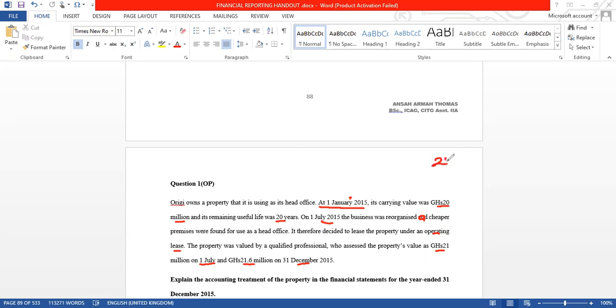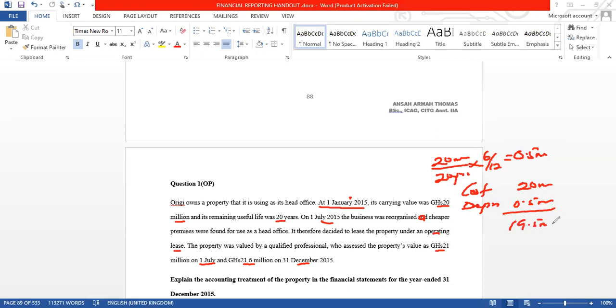We all know that if the thing was 20 million and the useful life is 20 years, then we now need to go through and strike half of the year, because this is half, and get 0.5 million. Okay, so that is what is going to happen. Now, at that point, the cost model is what happened here. So you had your 20 million, depreciation thereof is 0.5 million, and that gives you 19.5 million.